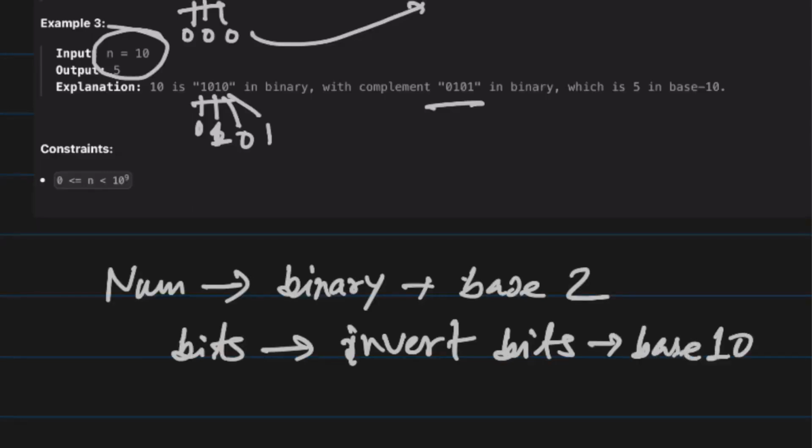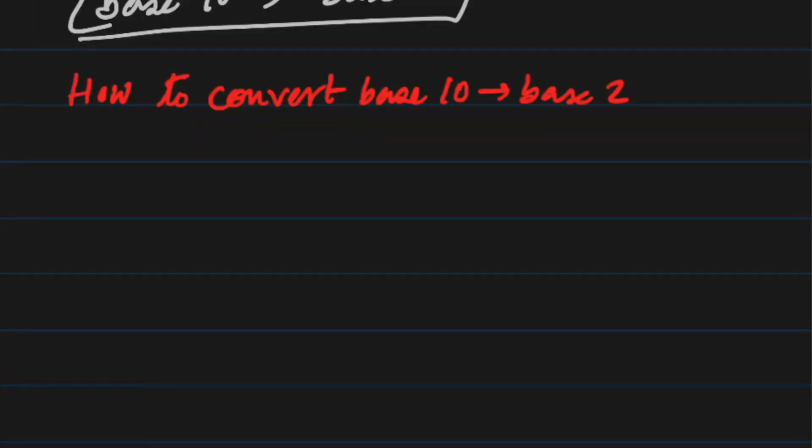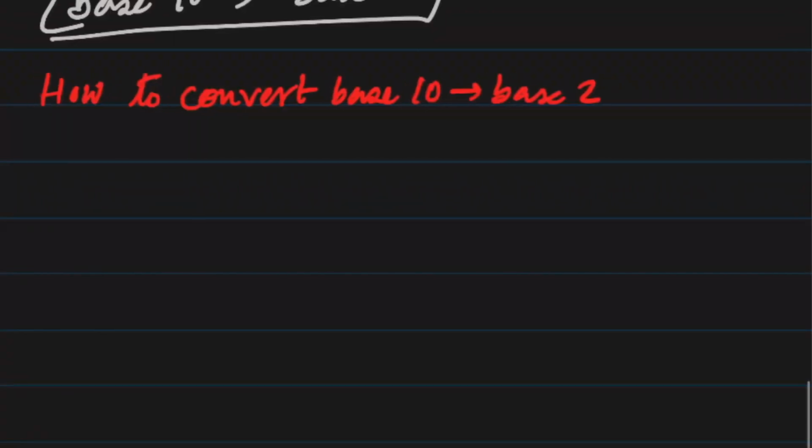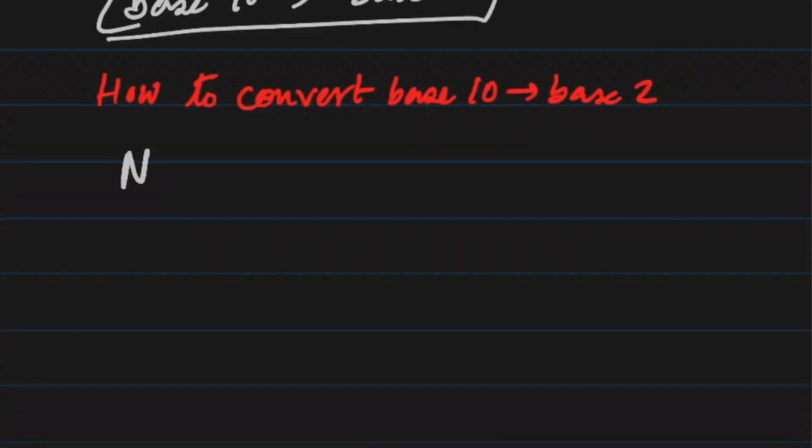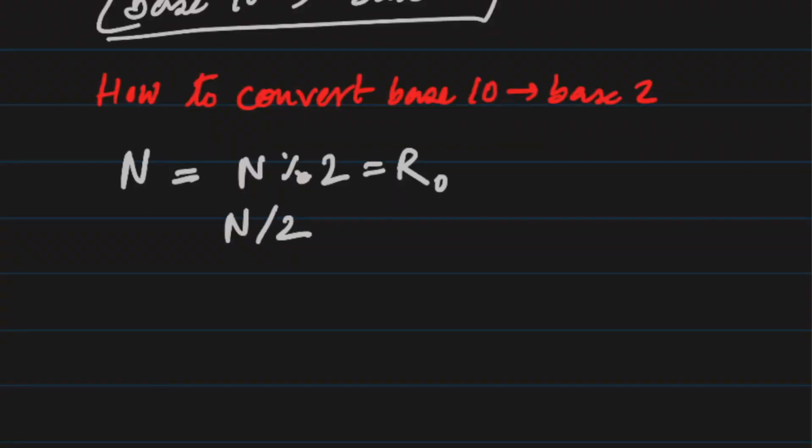So let's understand how to convert a base 10 number to a base 2 number, right? What you have to do is, let's say we are given a number n, right? For n, first thing is we have to calculate the remainder of n modulo 2. Let's say this is r0. After that, we have to update n as n by 2, let's say this is also n1. This is one step, and you have to track this one.